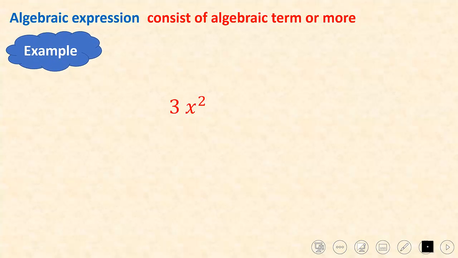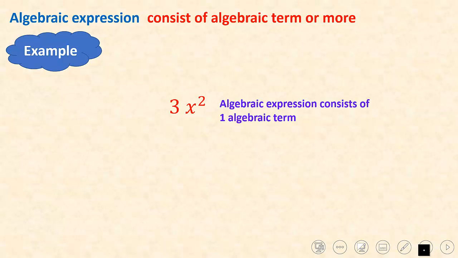We know now what is the meaning of an algebraic term. But what is the meaning of an algebraic expression? Simply, an algebraic expression consists of an algebraic term or more. Let's go and have an example. When I tell you 3x squared, it's an algebraic expression containing only one algebraic term. And when I have an algebraic expression consisting only of one algebraic term, it's called a monomial. So the name given for an algebraic expression having only one algebraic term is monomial.